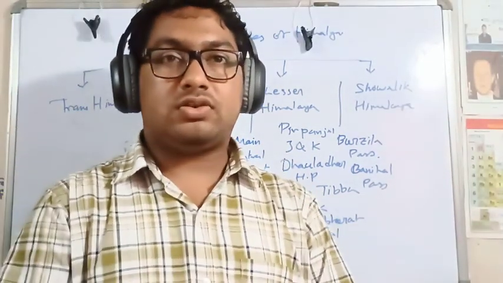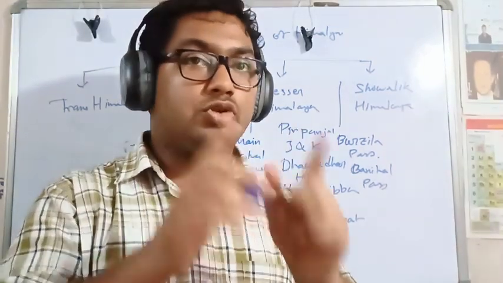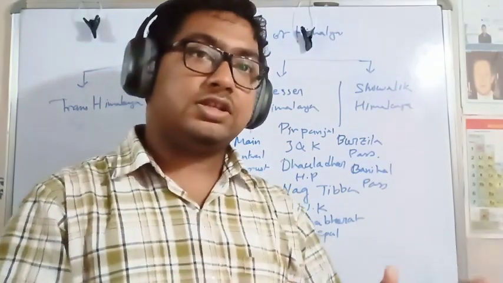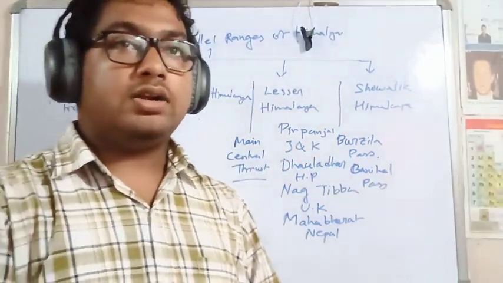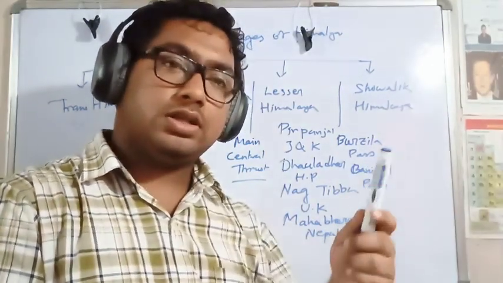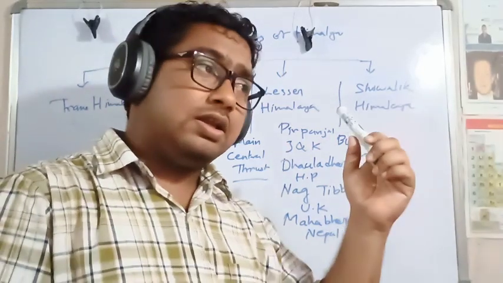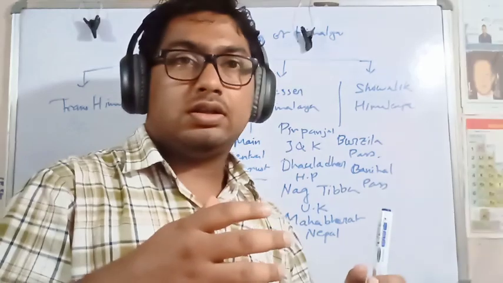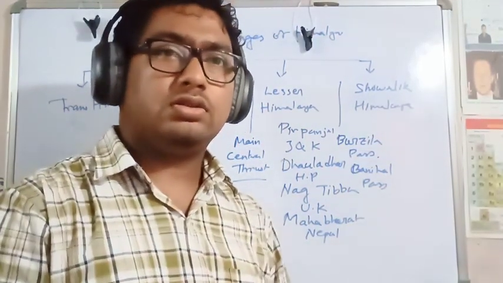Okay, and now some bonus facts for competitive exams. The Himalaya extend across Jammu and Kashmir, Himachal Pradesh, Uttarakhand, Sikkim, and Arunachal Pradesh. Just remember these are the main states where the Himalaya extend. This territory is influenced by the monsoon, and it is safe from the Arctic winds.